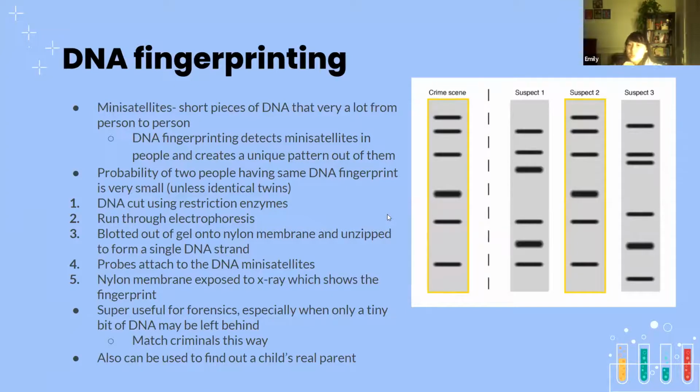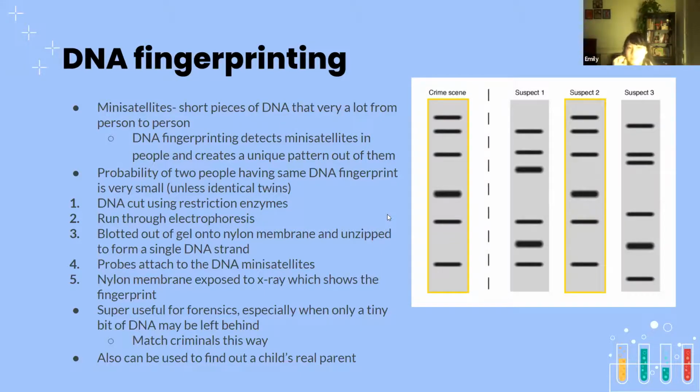So you know how we share like 99.6% of our genome with apes? So that's 0.4%. What I'm trying to get at here is my genome and your genome are mostly the same, but there are pieces of DNA that vary a lot from person to person. And it's these pieces of DNA that define us. So DNA fingerprinting targets these pieces of DNA called mini satellites.